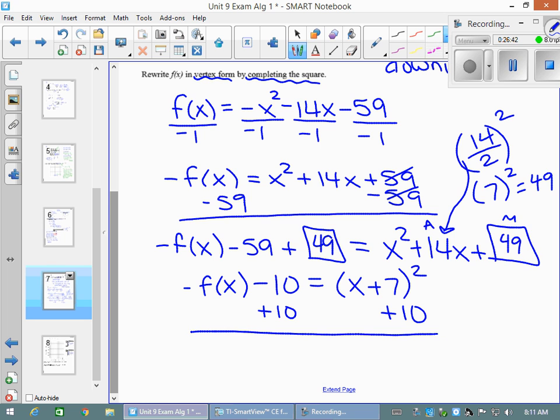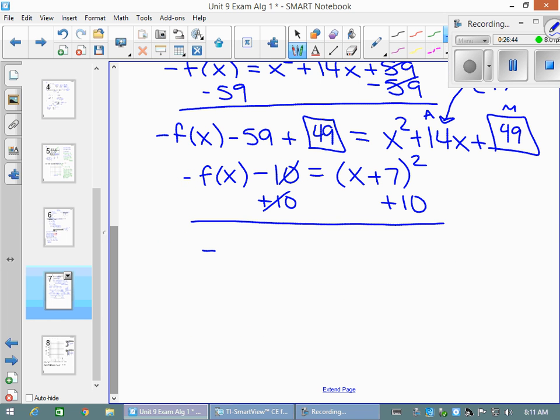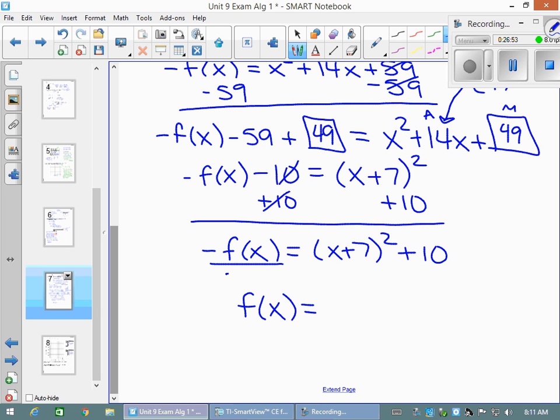But I want to know what f of x is equal to. So I need to divide everything through by negative 1 again. Now, when I divide x plus 7 squared by negative 1, I'm dividing the coefficient of positive 1. So that just becomes the coefficient of negative 1, and then minus 10.